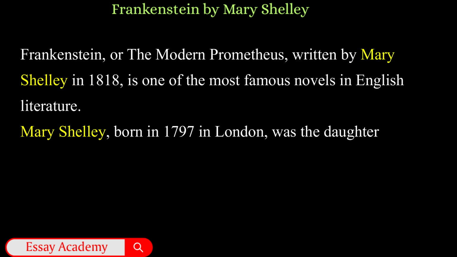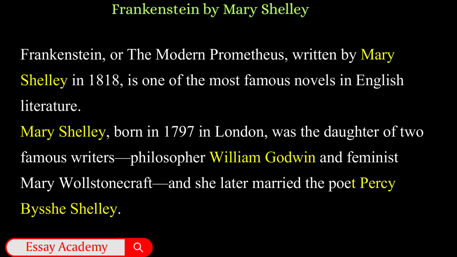Frankenstein, or the Modern Prometheus, written by Mary Shelley in 1818, is one of the most famous novels in English literature. Mary Shelley, born in 1797 in London, was the daughter of two famous writers, philosopher William Godwin and feminist Mary Wollstonecraft, and she later married the poet Percy Bysshe Shelley.